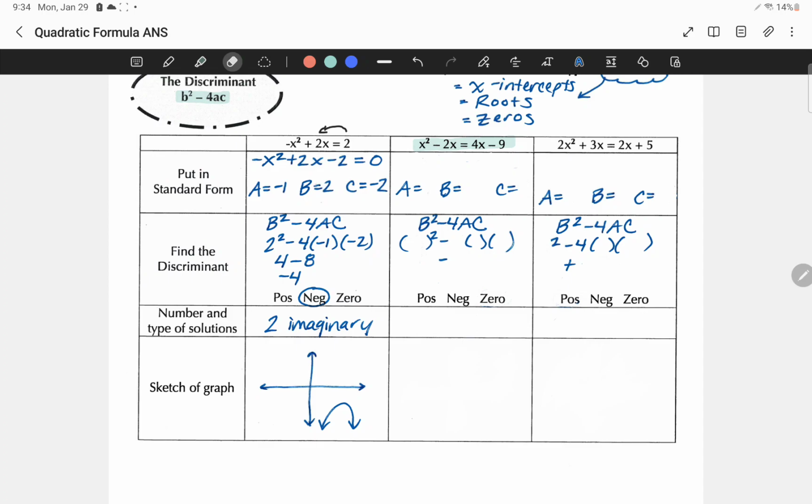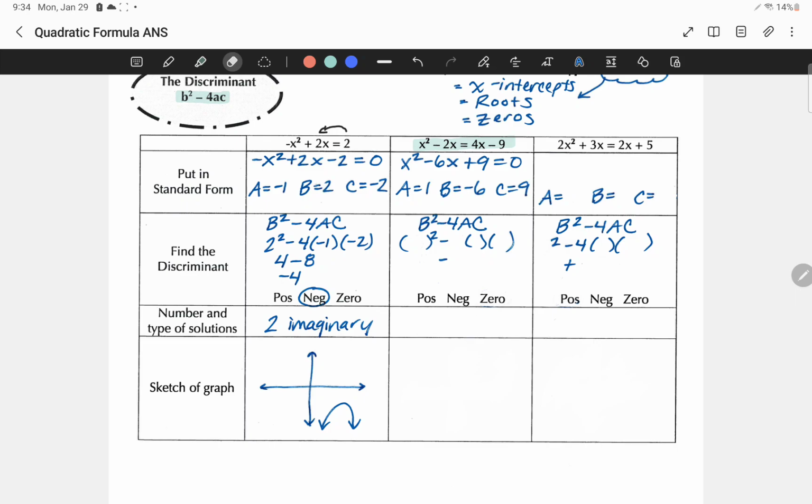So pretty easy. We're going to have to move the 4x and the 9. Once I move the 4x over, it's going to turn into -4x. And once I move the 9, it's going to turn into +9. So we're going to have x squared minus 6x, because we have to combine them, and then plus 9 equals 0. Now from here, we're going to identify our a, b, c. A is going to be 1, B is going to be -6, and C is going to be +9.